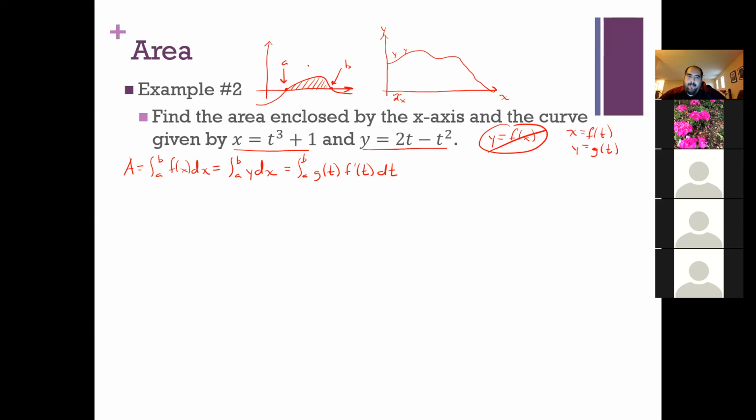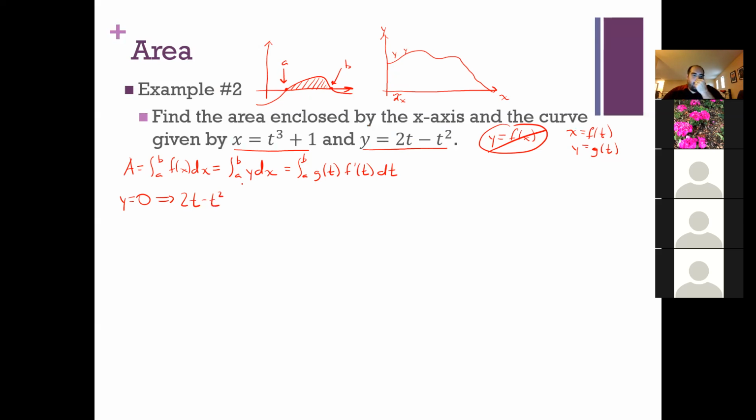Would you find where x equals 0? If I find y equals 0? Which one of those? So if I'm crossing the x-axis, what is it that's equal to 0? X or y? Y. So that's what I'm going to do. So I'm going to say y equals 0. And that's going to help me find my values of t.